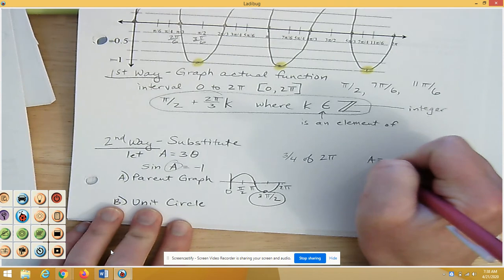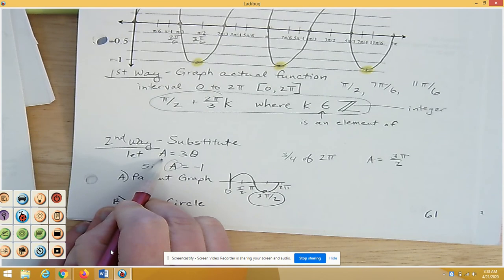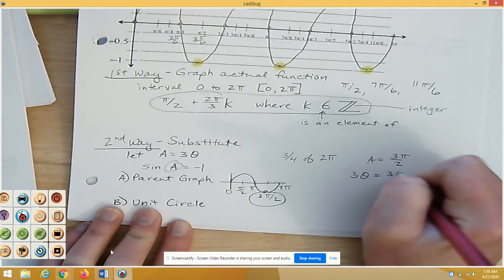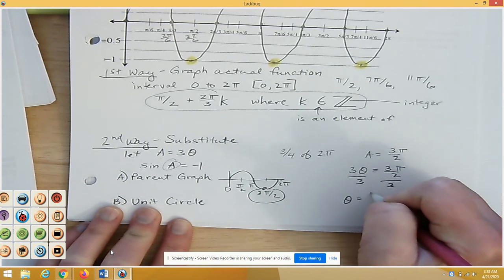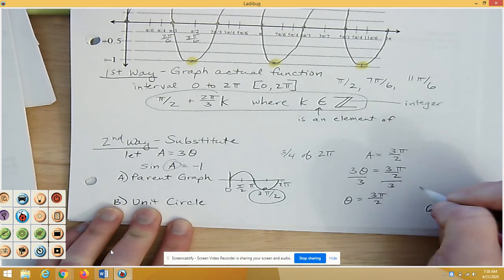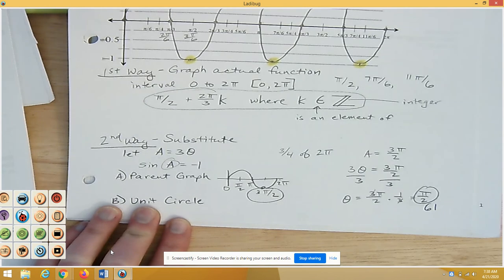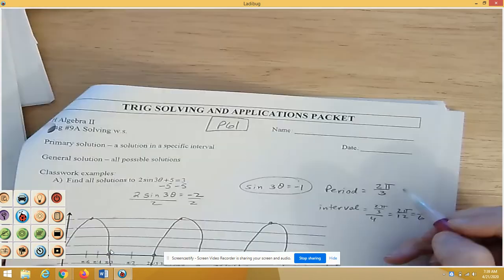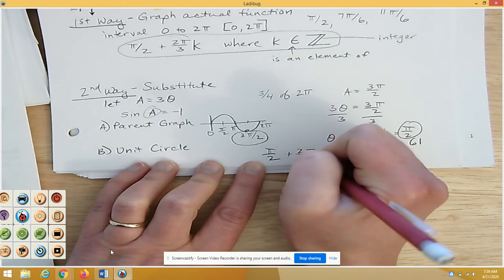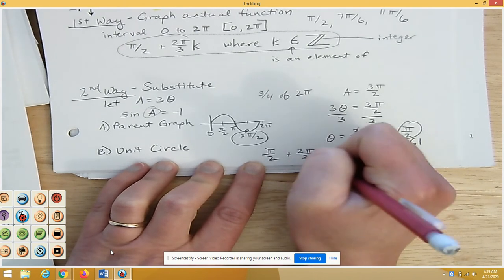But I did a substitution, so I'm not really solving for A, I'm actually solving for theta. So now I'm going to say 3 theta equals 3 pi over 2, and I'm going to solve by dividing each side by 3. And I'm going to get theta equals 3 pi over 2 times the reciprocal of 1/3. The 3's cancel, and you're going to get pi over 2. Okay, and that's what we got over here. So I have pi over 2, and now we do have to find the period no matter what, and I did that way back here at the beginning, so the period was 2 pi over 3. So I have pi over 2 plus 2 pi over 3k. Same thing, where k is an element of all integers.